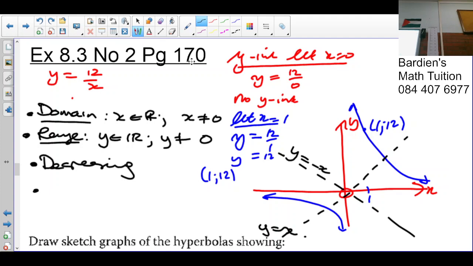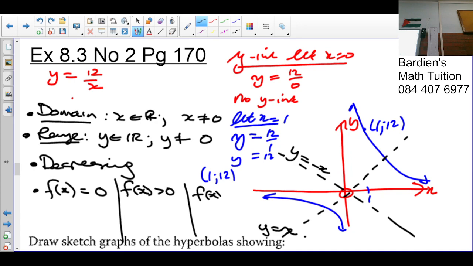Okay. Then the one question I always ask you is: is f of x equal to 0? Is f of x less than 0? Is f of x more than 0? For this one here, we're going to keep it simple since you're a little baby still. Grade 10. So, we're not going to do more than or equal to. It's just more than or less than.